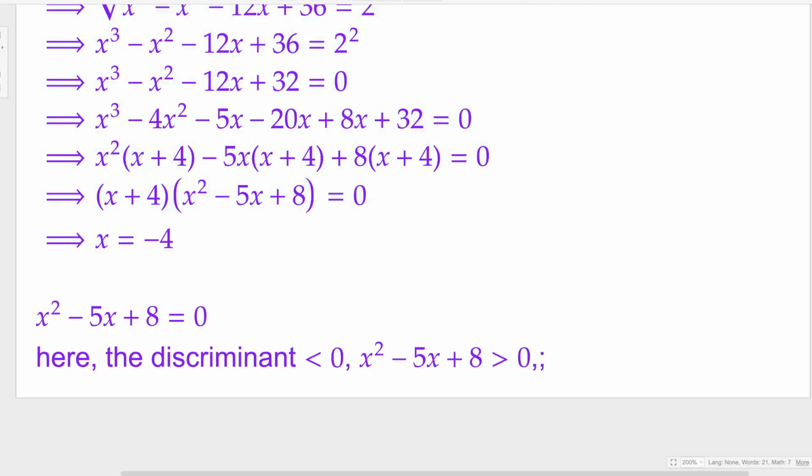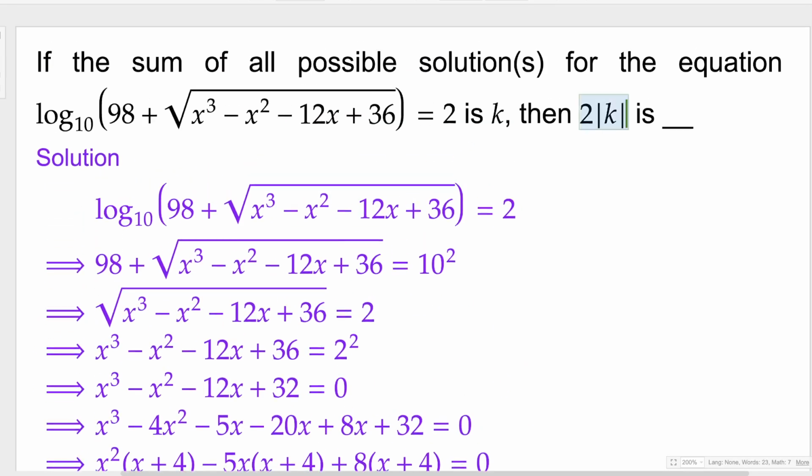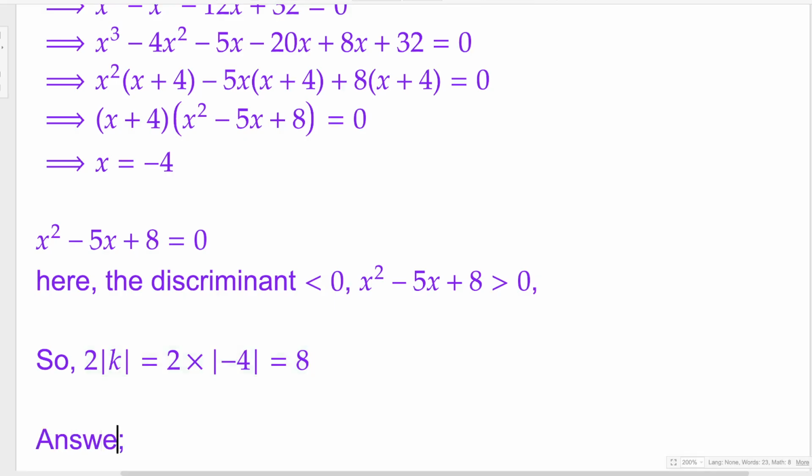So now we'll go for the desired answer. The expression that is demanded over here, for k, the only acceptable part is negative 4. So this can be written as 2 times the absolute value of negative 4, and that becomes 2 times 4, and that is ultimately 8. So therefore for this problem statement, 8 is the correct answer.